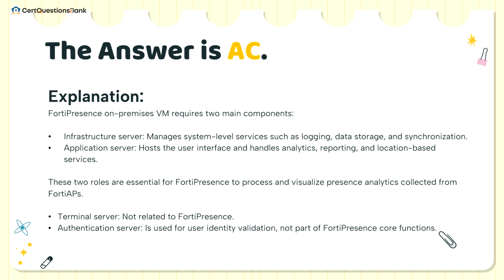FortiPresence on-premises VM requires two main components. Infrastructure server: manages system-level services such as logging, data storage, and synchronization. Application server: hosts the user interface and handles analytics, reporting, and location-based services. These two roles are essential for FortiPresence to process and visualize presence analytics collected from FortiAPs.